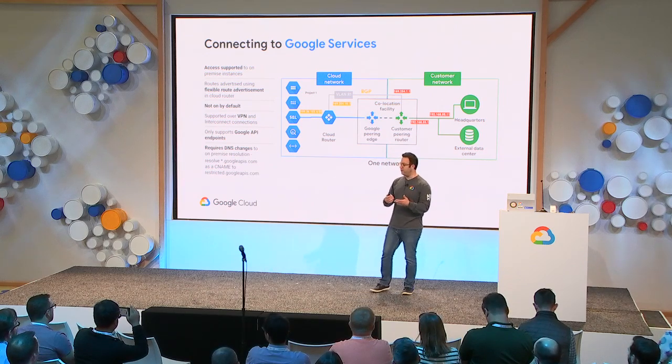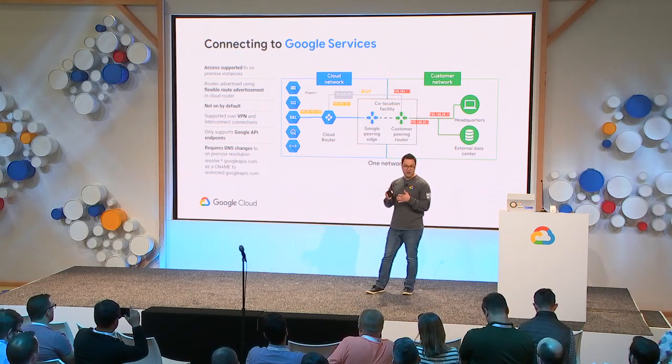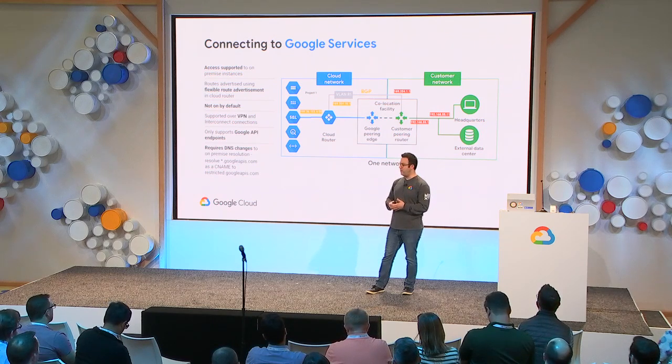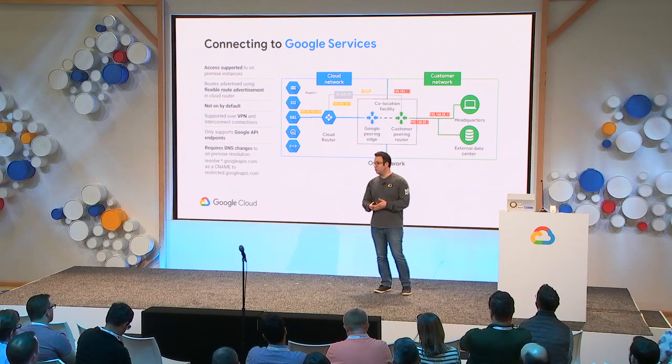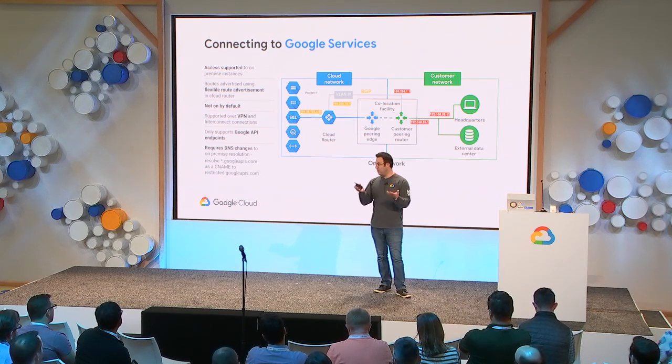So you can actually advertise via a VIP range back to your on-premise environment, that API that you can call, and then you can actually make calls to Google Cloud's API services that are available through this API. So this supports Google API endpoints.